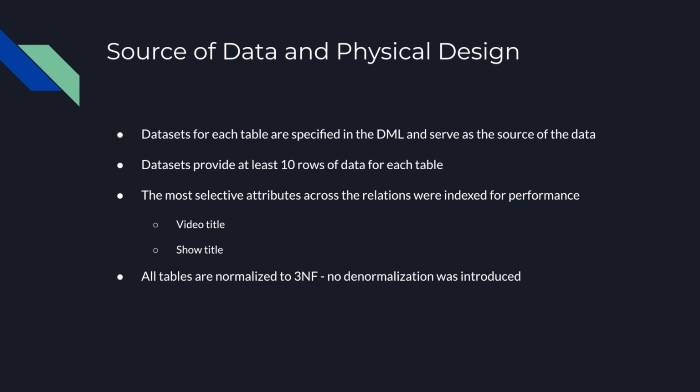Then all tables are normalized to third normal form. We didn't denormalize any tables. We didn't find any use for it or any performance benefits in our case, and so we just went with the normalization, which obviously gives us the benefits of minimizing duplicating information, avoiding modification anomalies, and disallowing spurious tuples.